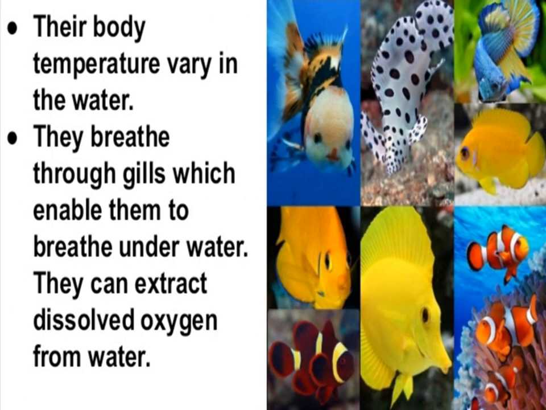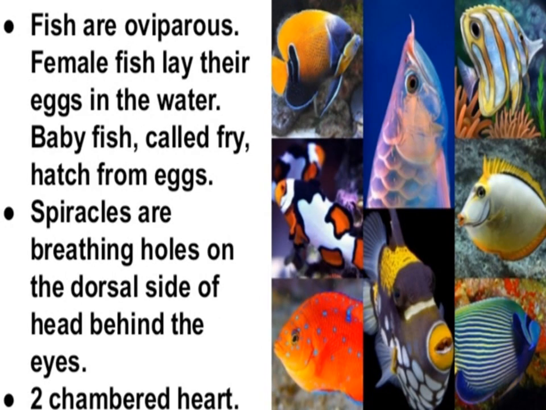Their body temperature varies with the water. They breathe through gills which enable them to breathe underwater. They can extract dissolved oxygen from water. Fishes are oviparous. Female fish lay their eggs in the water. Baby fish called fry hatch from eggs.